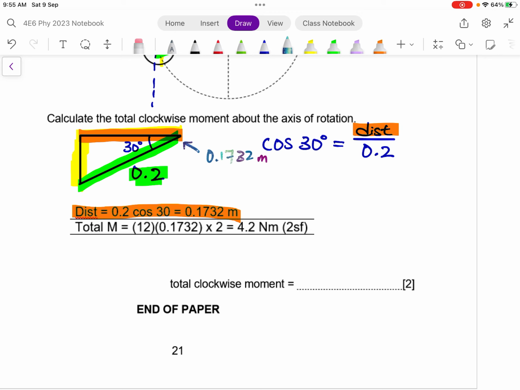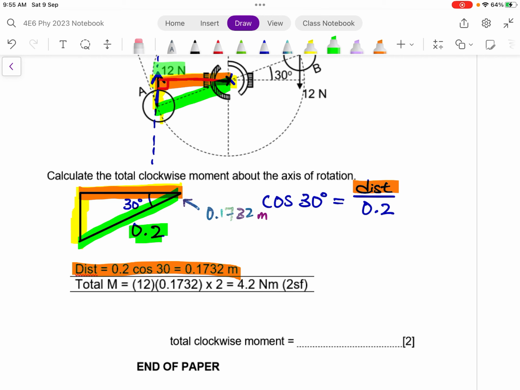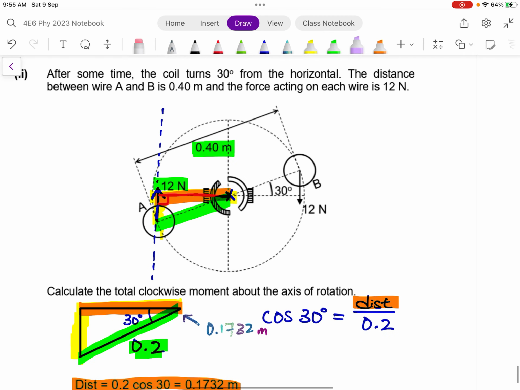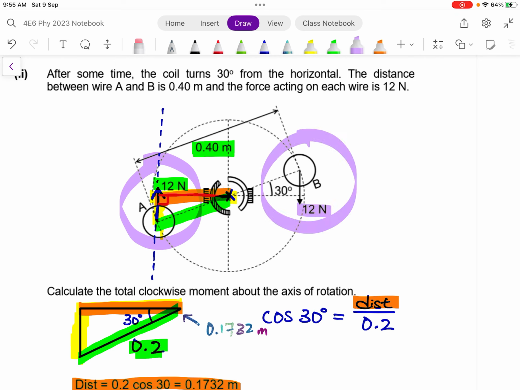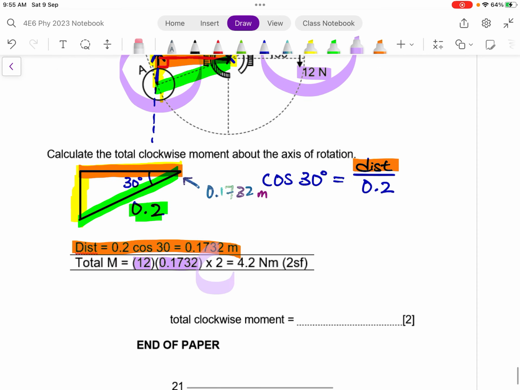And you can find the moment caused by 12 Newton by taking 12 Newton multiplied by the perpendicular distance. But don't forget, for a DC motor, down here this wire will produce one moment, and the other wire is also having an induced force that will produce another moment. So you actually have two of these moments together, and that will give you a total clockwise moment of 4.2 Newton meter.